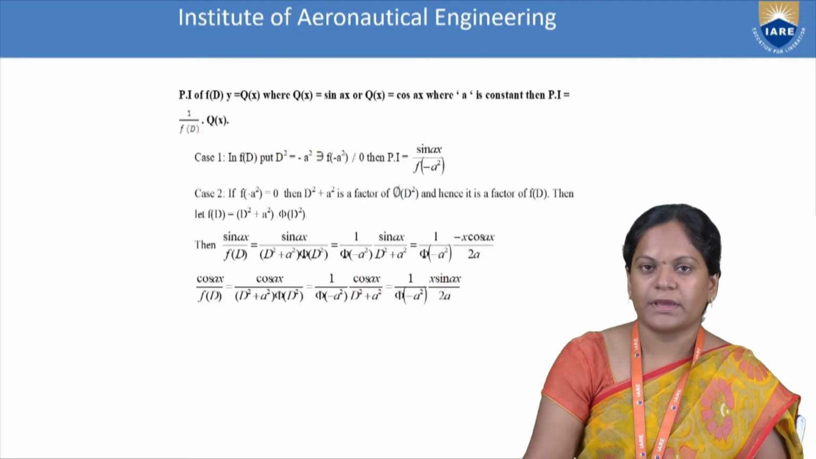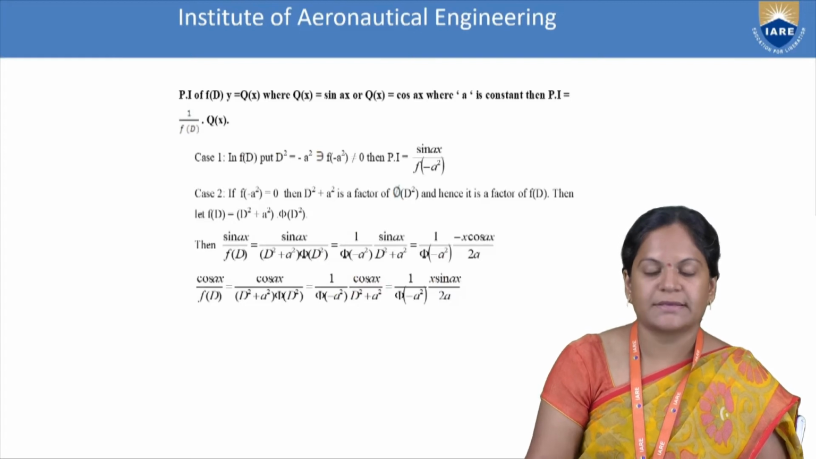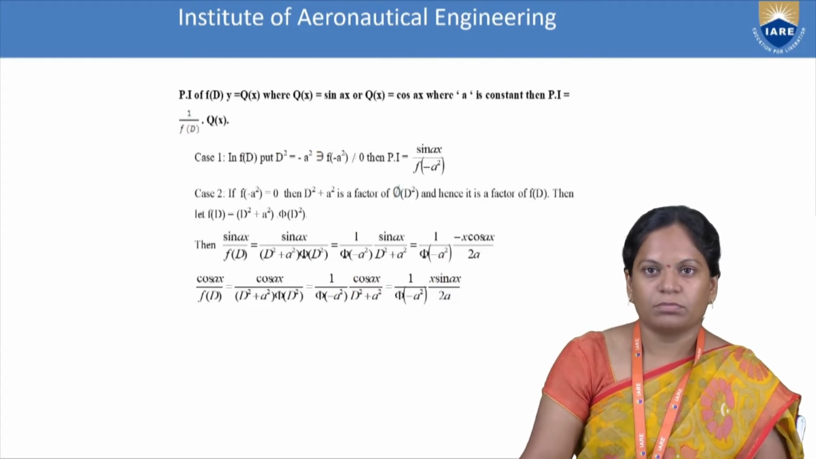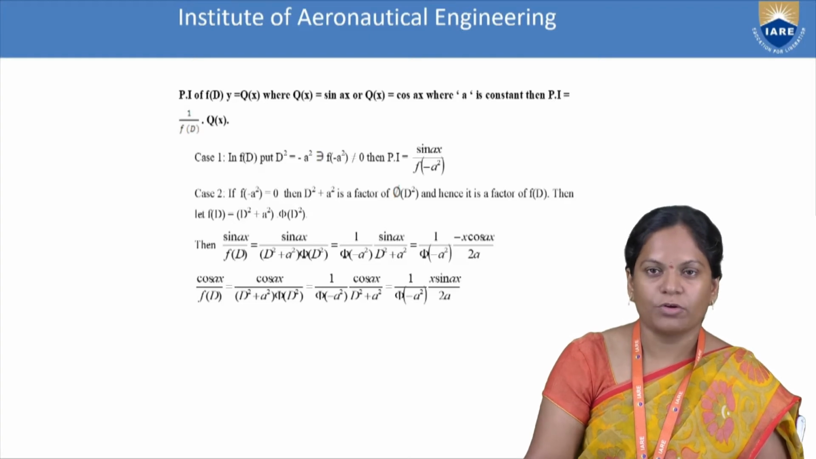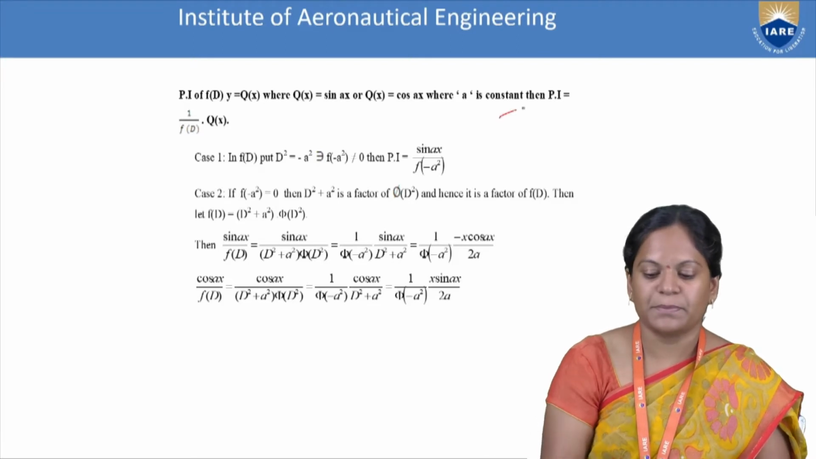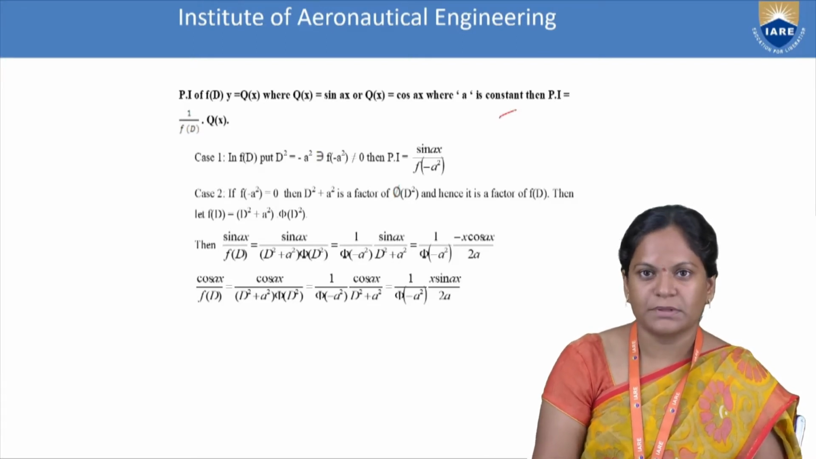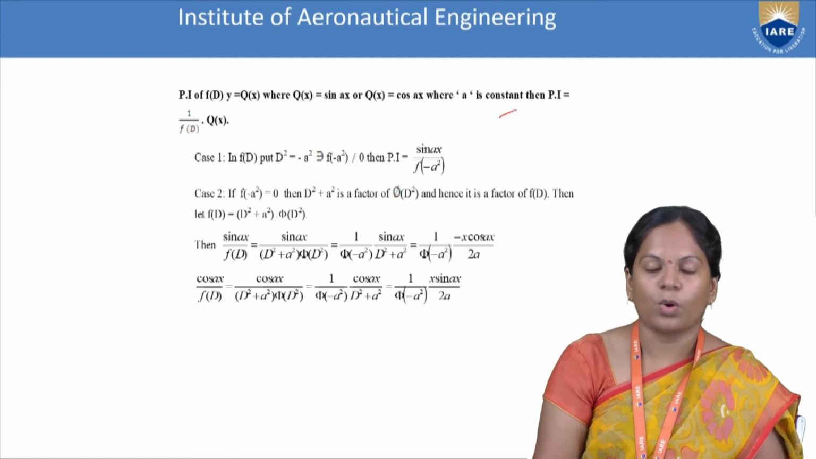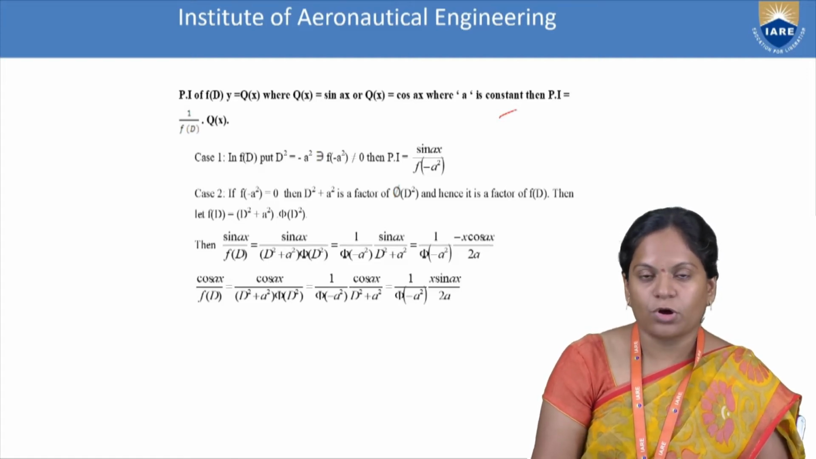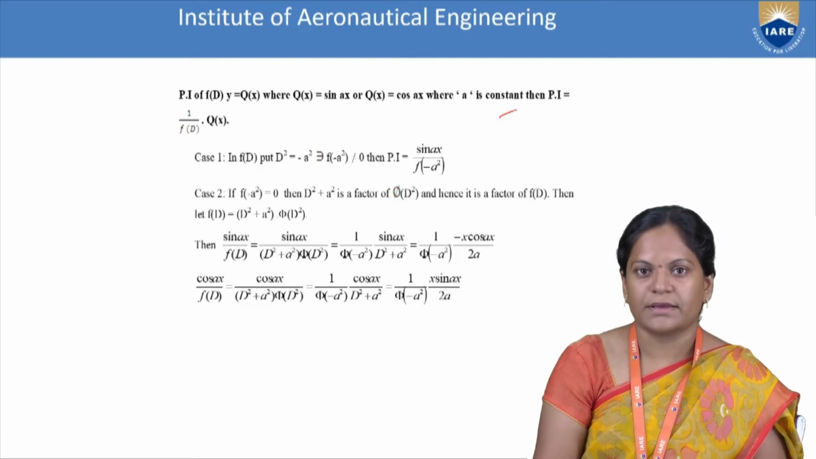So here we have two cases for how to find the particular integral where Q(x) is sin ax or cos ax. We already know how to find a complementary function. Now we have to discuss only how to find the particular integral, which we can find by using only Q(x). Here Q(x) is sin ax or cos ax, where a must be a constant which is not equal to 0. Now what is case 1 and how can we solve this?